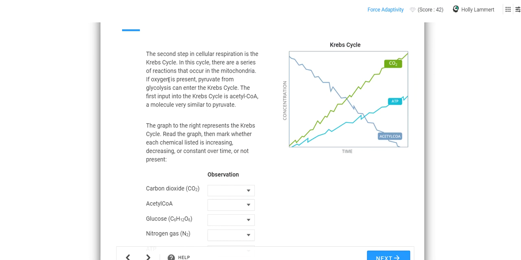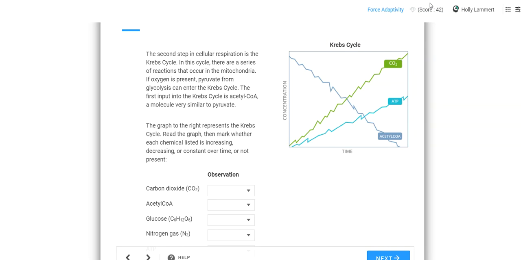If oxygen is present, pyruvate from glycolysis can enter the Krebs cycle. The first input into the Krebs cycle is acetyl-CoA, a molecule very similar to pyruvate. To be honest, these are details that you probably don't need to know at a 9th grade biology level. This is more so in college. But we're gonna work through this. It'll be good. The graph to the right represents the Krebs cycle. Read the graph, then mark whether each chemical listed is increasing, decreasing, constant over time, or not present.